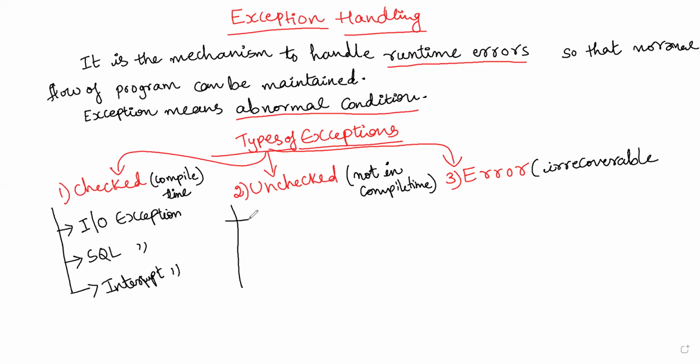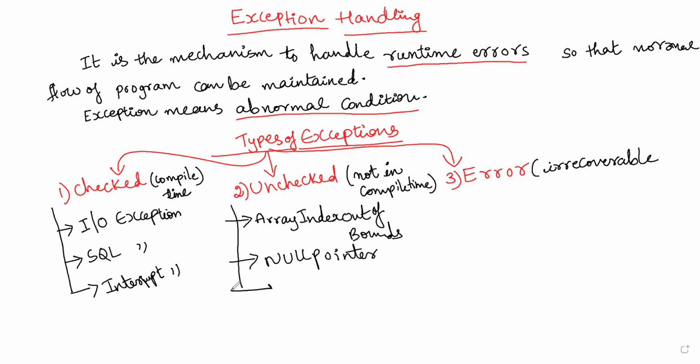And when you see unchecked exceptions, the first one is array index out of bounds exception. The second one is null pointer exception, and the third one is arithmetic exception.